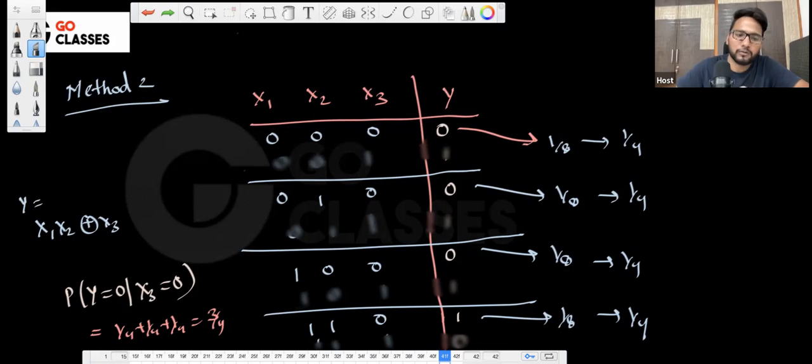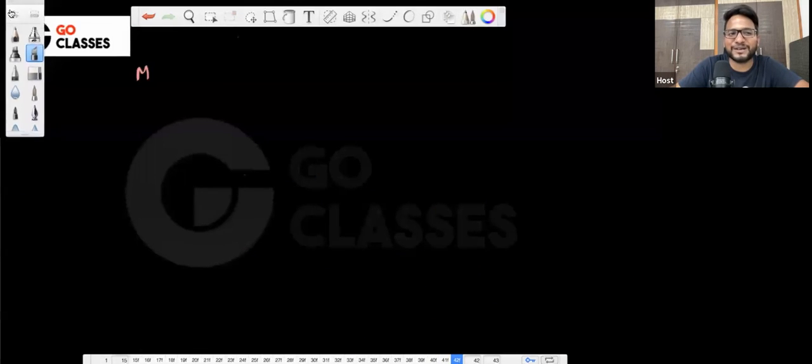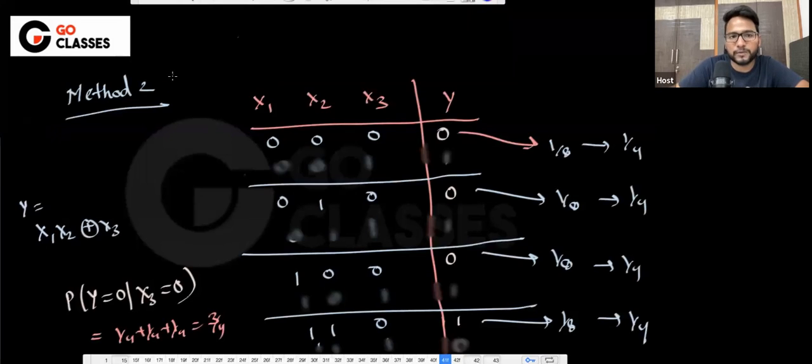Okay. Now maybe we can see some other method also. Let's see if a tree makes some sense. Actually, to be honest, these are not different methods. I just want to make sure that whatever interpretation you are doing in the exam, everything is correct. So let's say this is method 3. Method 2 is basically the reduced domain.